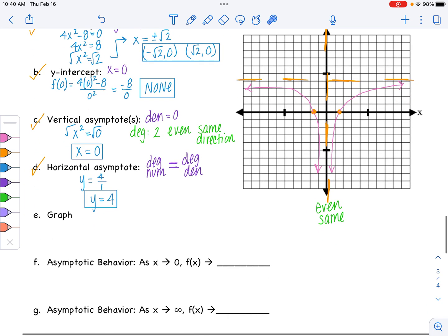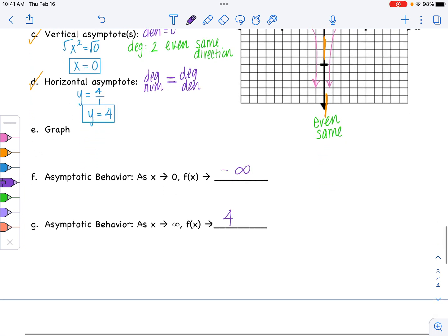Last thing is looking at the asymptotic behavior. So here you just have to visualize. As x goes to 0, well, here's 0. So as I go to 0, what is happening to my f of x, my y values? Well, my y values are going down all the way to negative infinity. Part G is as x goes to infinity. Well, x going to infinity is positive, all the way off the page. I'm going to get super, super close to your asymptote. So your y values will approach 4, which is your horizontal asymptote.